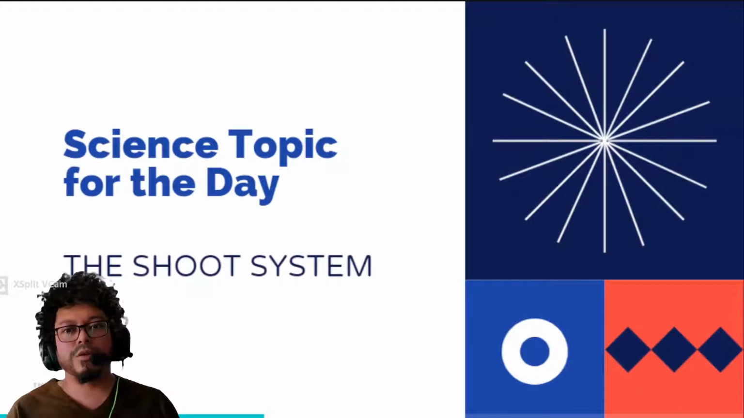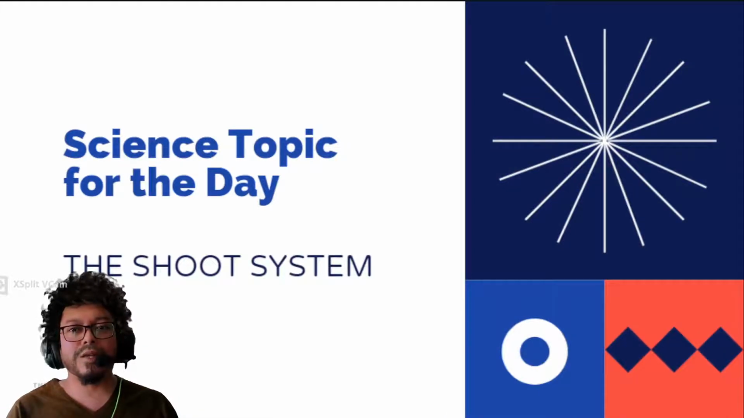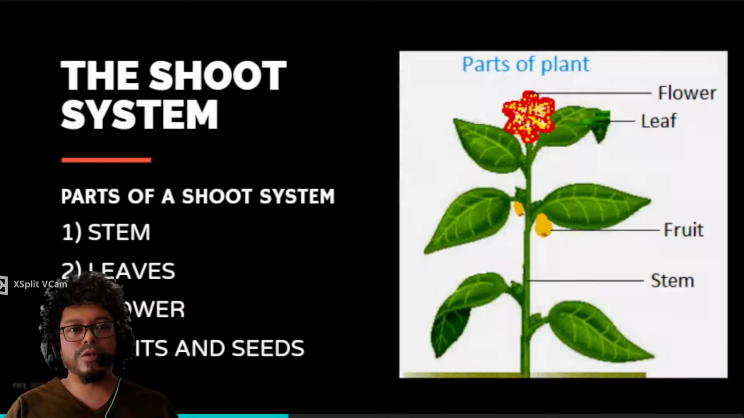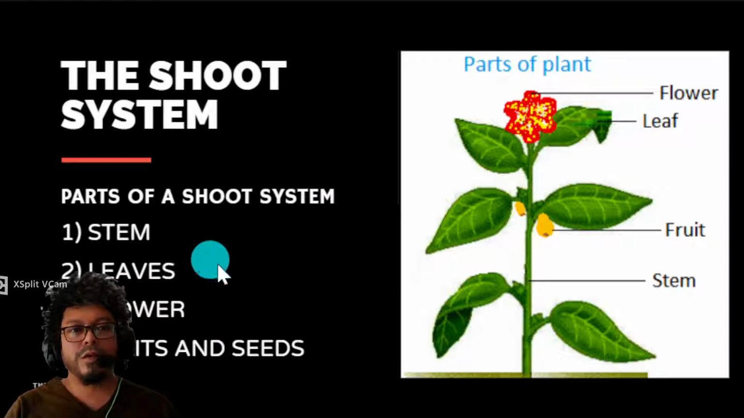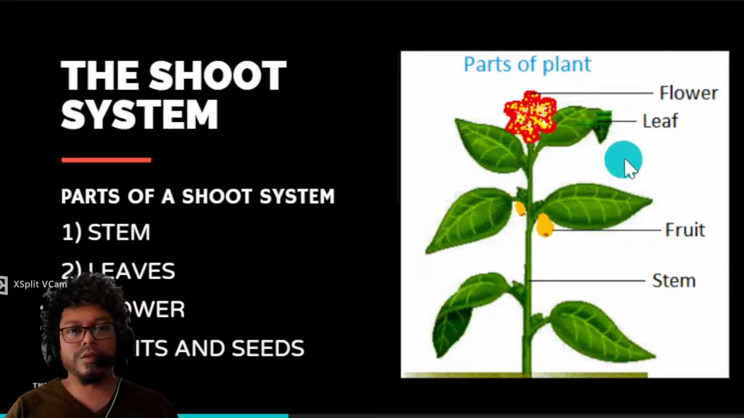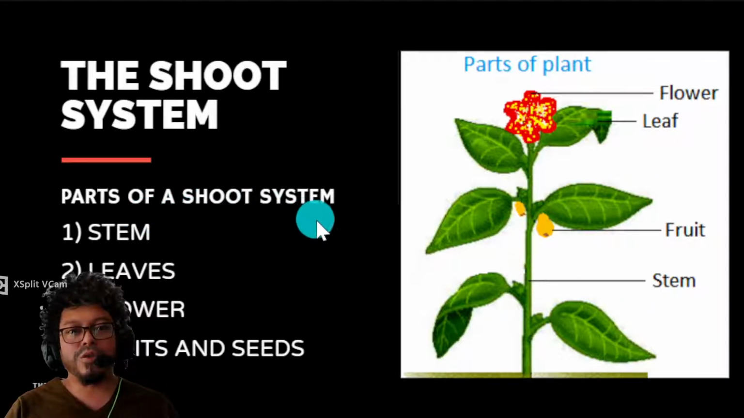Okay, we shall continue the topic for this week, that is the shoot system. Now we know that plants are divided into two parts, root system and shoot system. Parts of a shoot system, there are four: stem, leaves, flower, and fruits and seeds. So these four are parts of a shoot system.